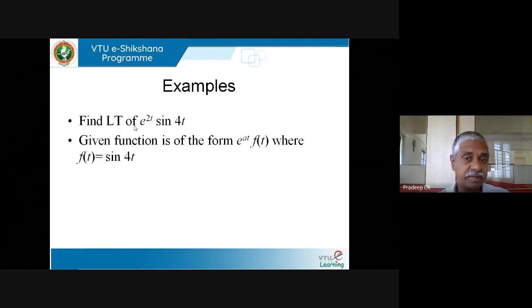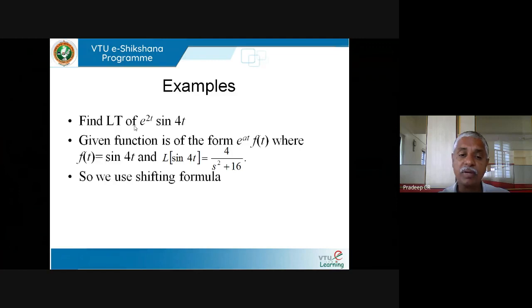What's the advantage of this? I know Laplace of sine 4t. That means I know Laplace of small f(t), which is 4 by s square plus 16, and this is what I will call capital F of s. That's a notation. Laplace of small f(t) is capital F of s.